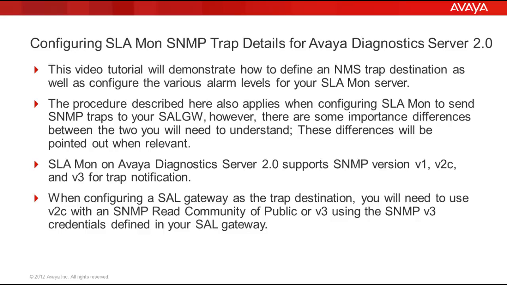The procedure described here also applies when configuring SLA Mon to send SNMP traps to your cell gateway. However, there are some important differences between the two you will need to understand. These differences will be pointed out when relevant. SLA Mon on Avaya Diagnostics Server 2.0 supports SNMP V1, V2C, and V3 for trap notification. And finally, when configuring a cell gateway as the trap destination, you will need to use V2C with an SNMP read community of public, or V3 using the SNMP V3 credentials defined in your cell gateway.